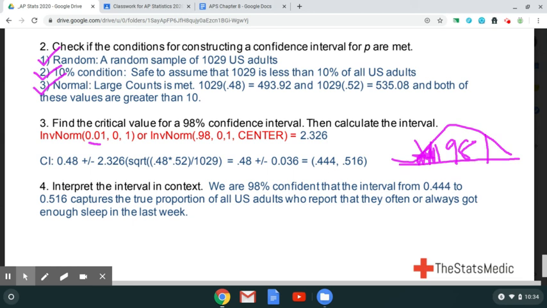This means we are 98% confident that the interval from 0.444 to 0.516 captures the true proportion of all U.S. adults who report that they often or always got enough sleep in the last week.